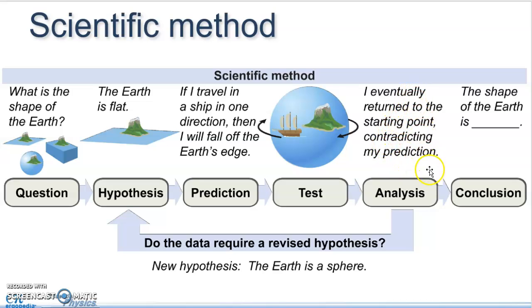Think about the voyage of Magellan making it all the way around the world. So you end up back at the starting place, and you're like, well, that contradicts my predictions, so let's revise this hypothesis again, and maybe we go for a more spherical hypothesis the next time and see if our conclusion matches.